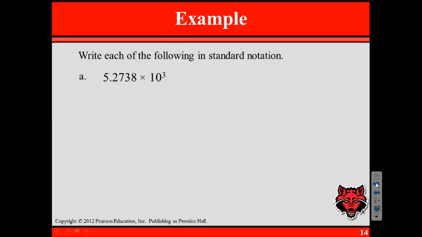Let's try to write the following example in standard notation. So the exponent tells us how many times we will move the decimal, and in this case it's 3. We find the decimal, and because it's positive, numbers are to the right, we move the decimal to the right 3 times. 1, 2, 3. Now the decimal is between 3 and 8, and our number in standard notation will be 5,273.8.